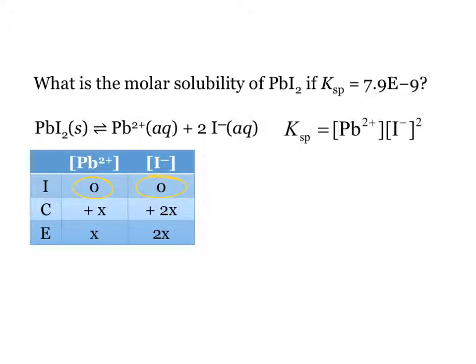C stands for the change needed to achieve equilibrium, and E is the equilibrium condition, or the sum of the initial and change lines. The change in our dissolved ion concentration is some amount X, because we don't know how much solid dissolves to achieve equilibrium, but we do know the ratio of the stoichiometric coefficients. So we can say that X and 2X molar concentrations of lead 2 and iodide ions dissolve, respectively.